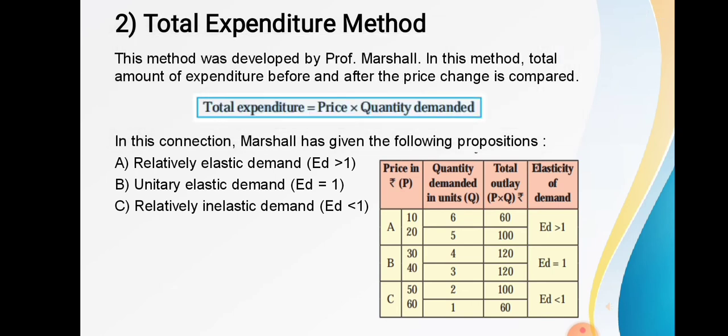Are you getting? Now let us come to the third, that is the C part. In the C part, when the price is 50, quantity demanded is 2 kg, and the price increases to 60, quantity demanded decreases from 2 to 1 unit. So here the total outlay or the total expenditure when the price is 50 is 100 and when the price increases to 60, total expenditure decreases from 100 to 60. So here elasticity of demand is less than 1. I hope this is clear to you. Total expenditure method is clear to you with the help of the following table.